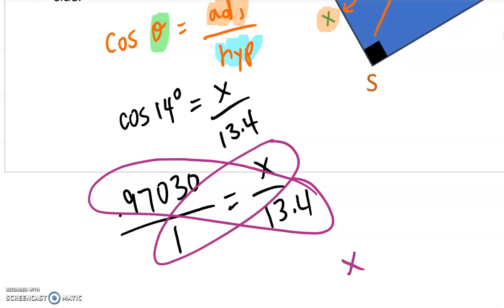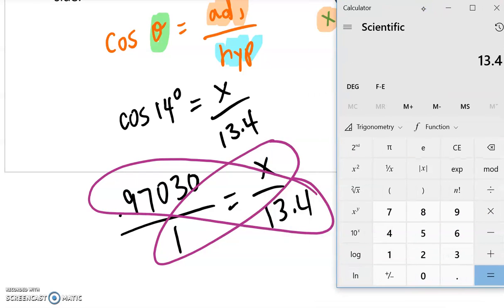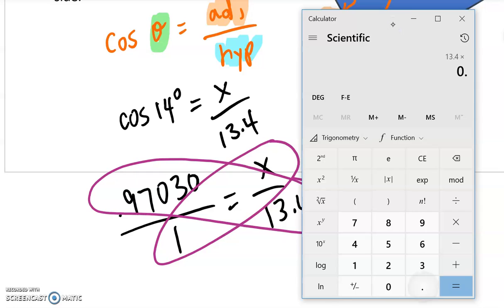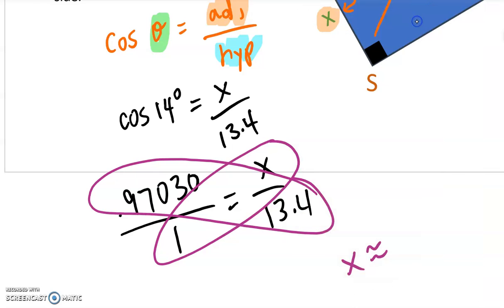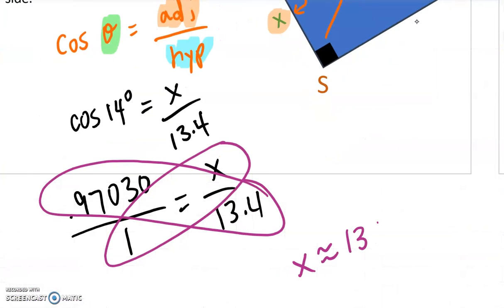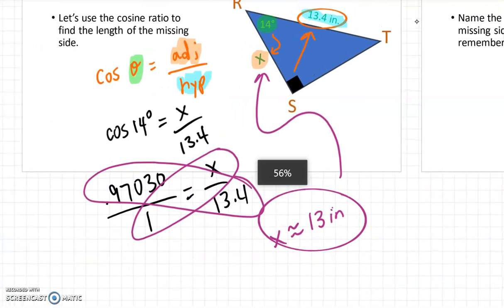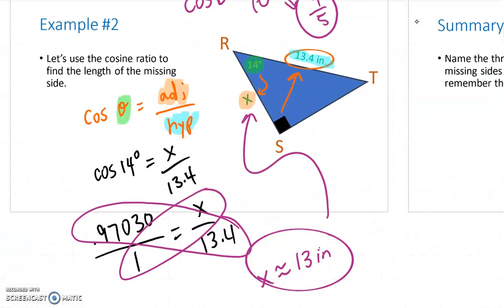So 1 times x is approximately, and then let's just put this into our calculator. So 13.4 times 0.97030, and we get 13 exactly, right? If we round it, not exact, but if we round it, it just rounds flat to 13, 13.002, we can just say 13. So x is approximately 13 inches in length, and that is this side length right there. And we use the cosine ratio to solve for that missing side.